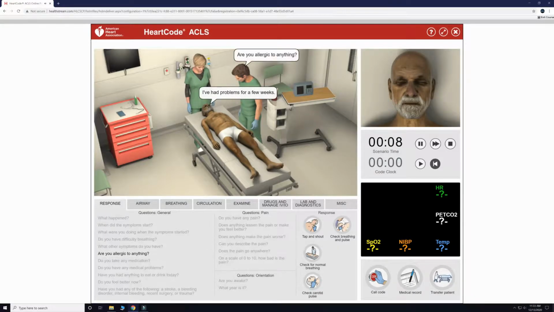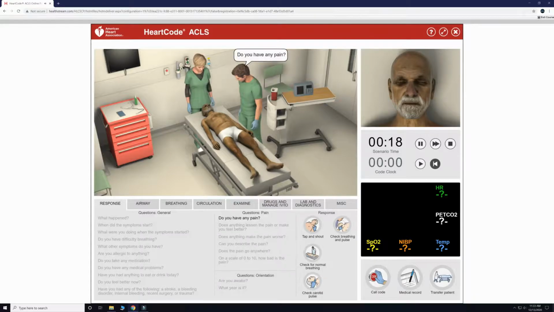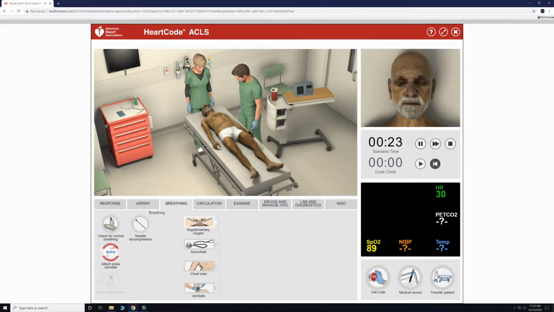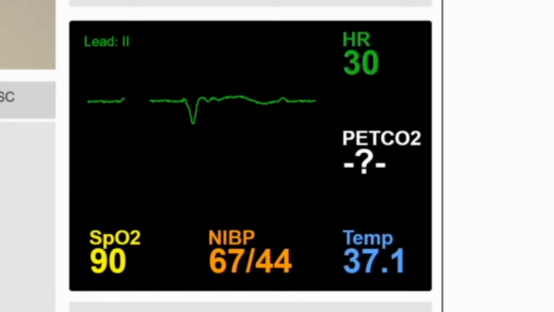here. You can see the questions asked via the text bubbles now and the responses. This will be the initial information to guide our treatment. We will now attach our vital sign monitors and start an IV. Here you can see our vital signs currently.